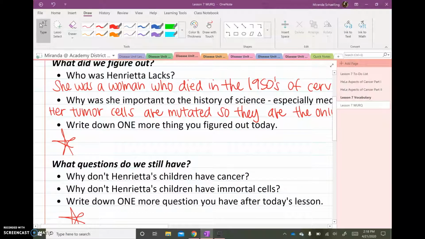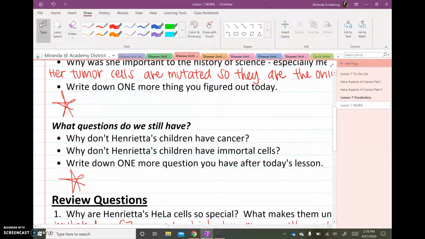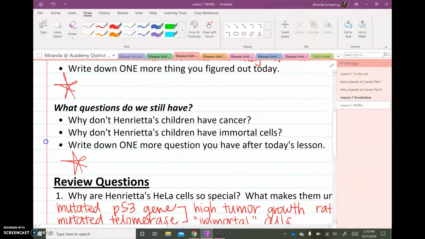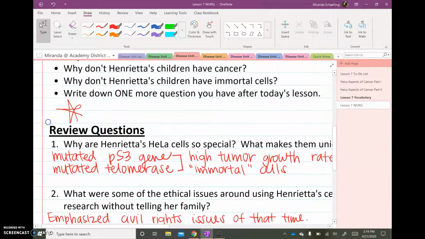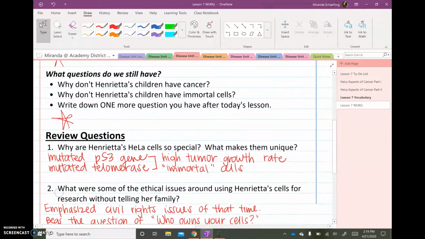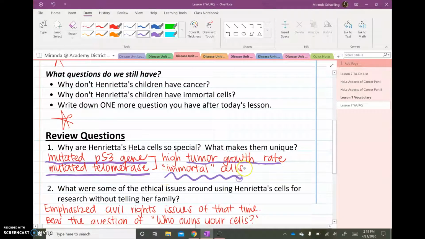And then write down one more thing you figured out today. What questions do we still have? Why don't Henrietta's children have cancer? Why don't her children have immortal cells? And then write down one more thing you learned from that lesson. And then we've got, why are Henrietta's HeLa cells so special? What makes them unique? And I said they have a mutated p53 gene and a mutated telomerase. And so they have high tumor growth rate, and she has immortal cells.